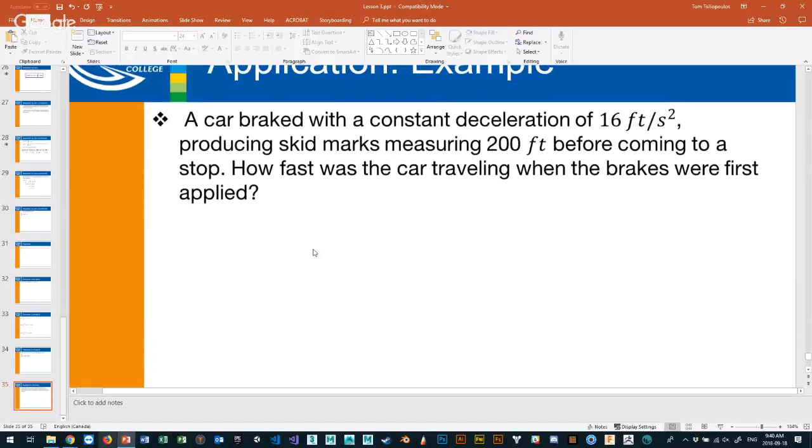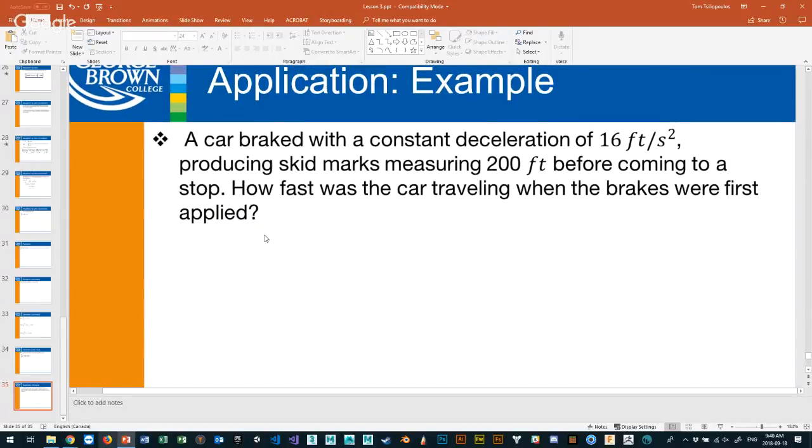And here's one that always messes people up. A car braked with a constant deceleration of 16 feet per second squared, right? What is a constant deceleration? It's the second derivative of position, right? I'm just giving you the relationships from a physics perspective. Producing skid marks measuring 200 feet. I have some kind of C value. There's the C value, 200 feet, right? Before coming to a stop, how fast was the car traveling when the brakes were first applied?